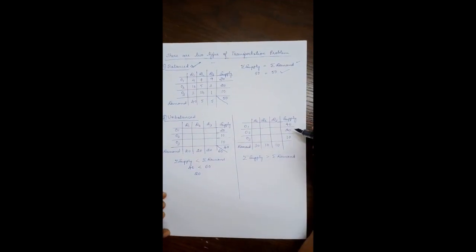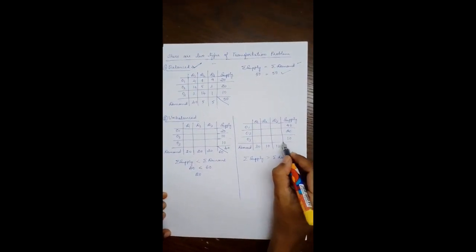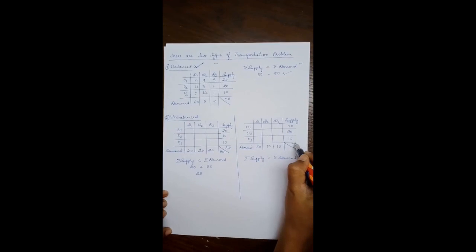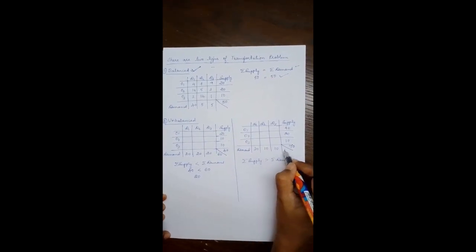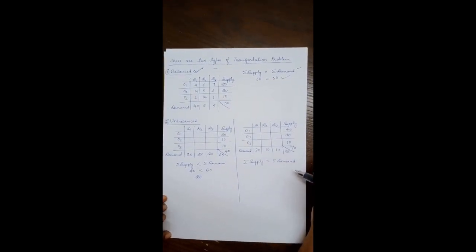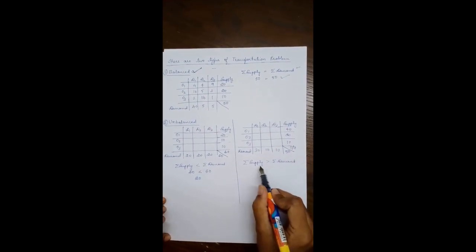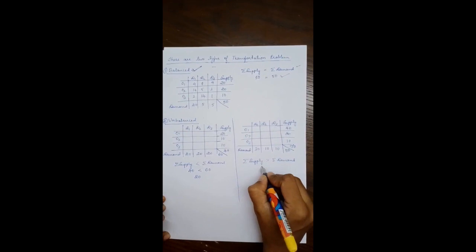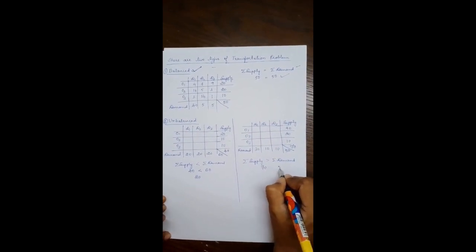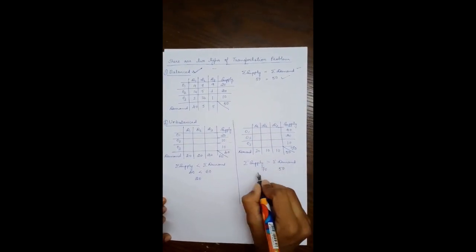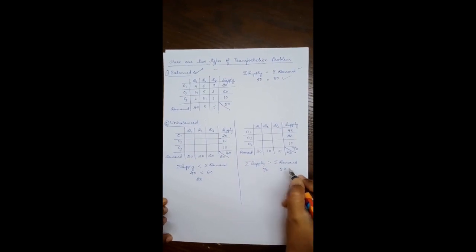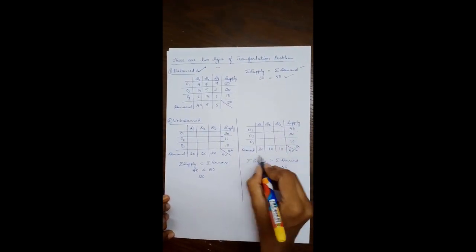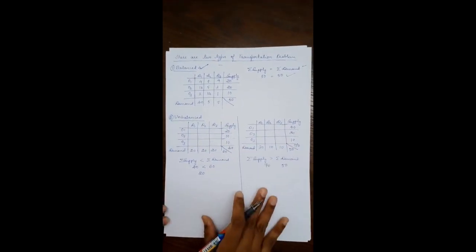The second kind of unbalanced transportation problem is when supply is more than demand, or demand is less than supply. So supply is 70, demand is 50. So the demand is less than the supply. So what are we going to do? We have to increase the column. We have to increase the demand. I'll show you how to do it.